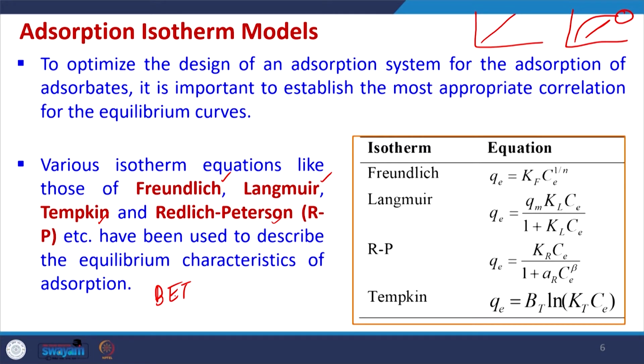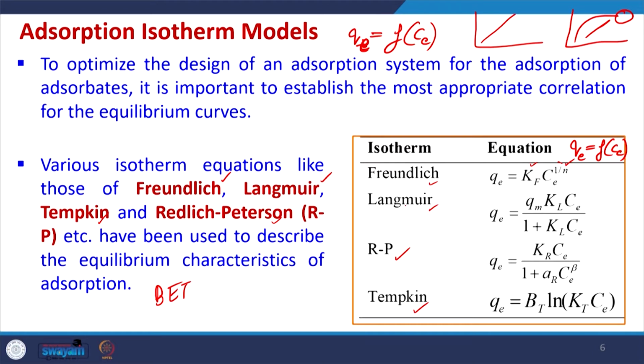Some of the common isotherm equations are Freundlich, Langmuir, Redlich-Peterson, and Temkin. Any isotherm equation is represented by QE, Q equilibrium, the adsorption capacity at equilibrium, and it is always a function of the residual concentration of the pollutant in the solution. So all these equations are QE as a function of CE, with other parameters that we have to find out, like Kf and 1 by n for Freundlich.